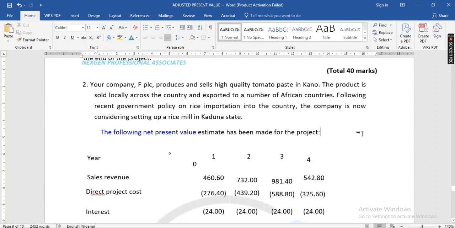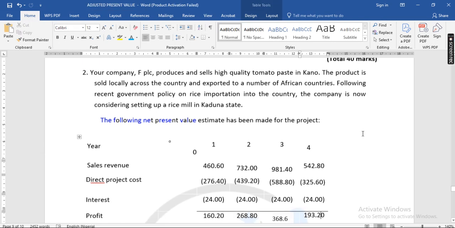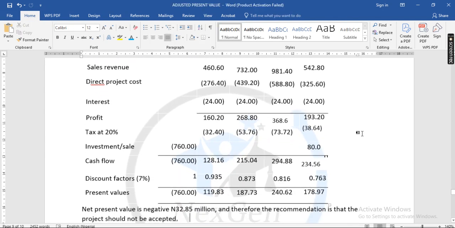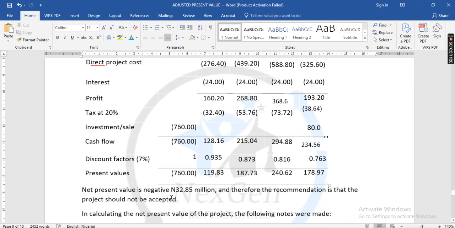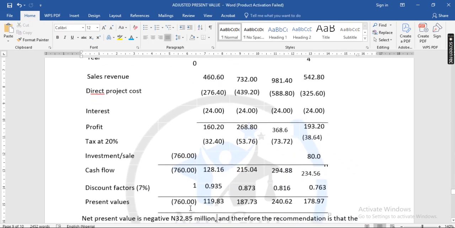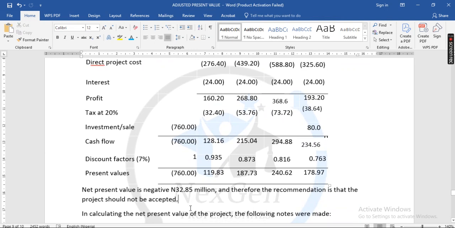The following net present value estimate has been made for the project. They made the net present value before now, and this is their own net present value. Can you see it? Now, net present value is negative, and therefore, the recommendation is that the project should not be accepted. Based on this that has been done earlier, right? The recommendation is that the project will not be viable.